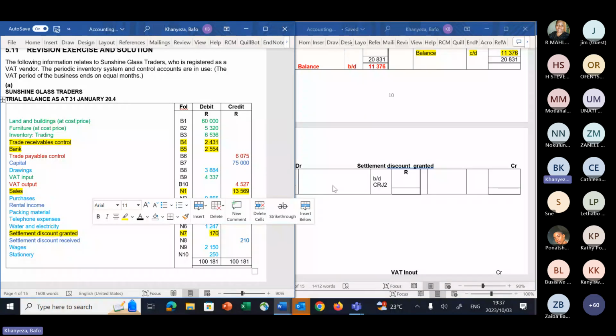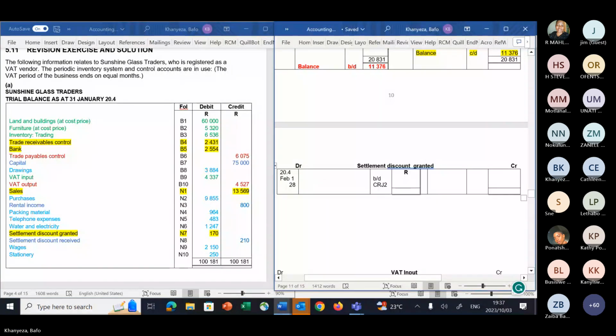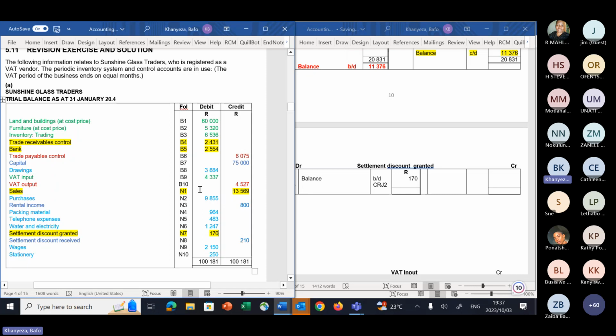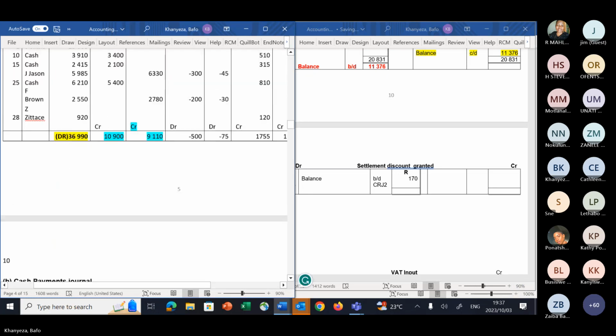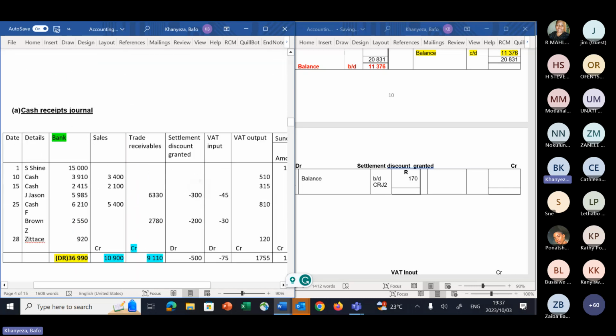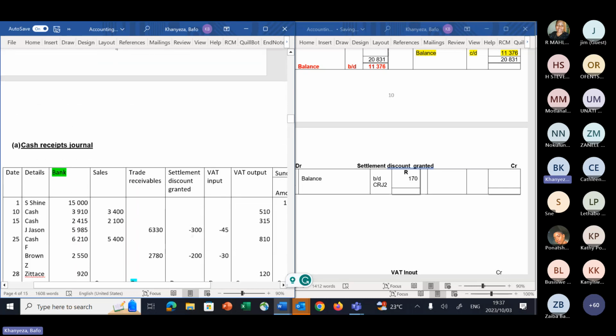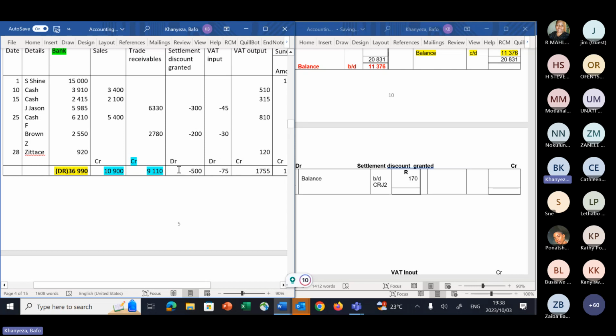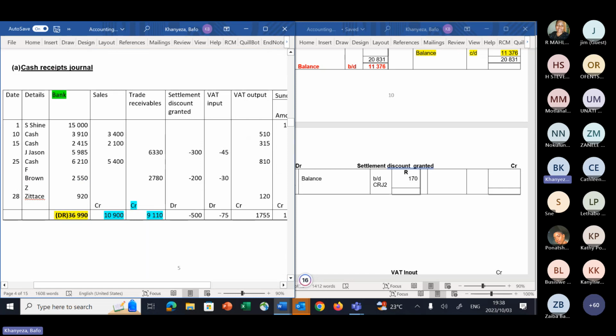So the balance brought down is 170. I've just highlighted it for you. Then we come here, and these are repetitive. Maybe if you don't see it with the first transaction, then you'll see it with the next transaction because we keep on repeating. Remember, sometimes you can get confused because it's almost settlement discount here and there and everywhere.